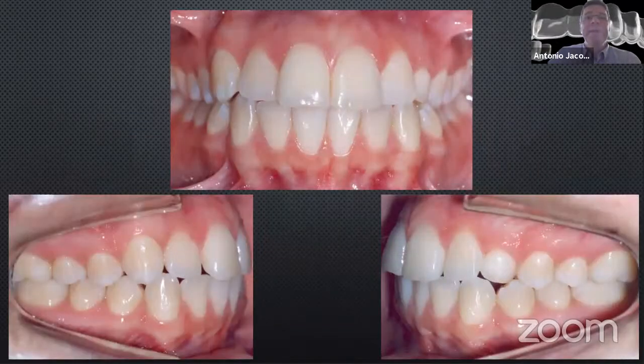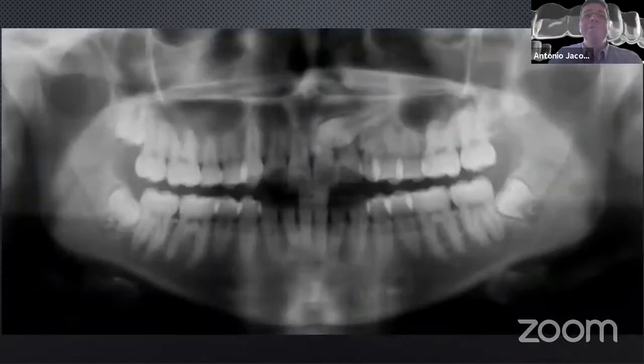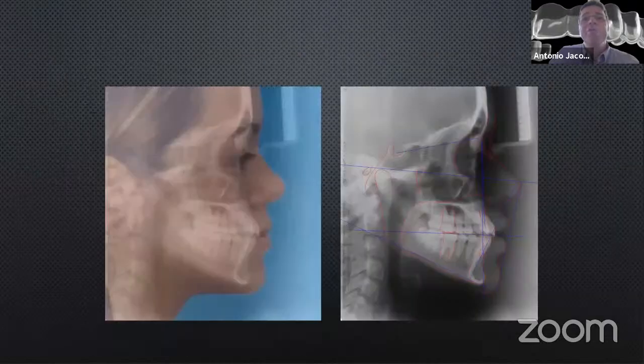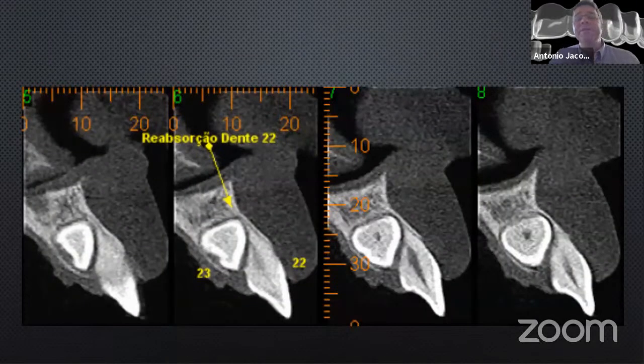Another case appeared, very similar. This patient was studying dentistry at that time, and she appeared with this impacted canine that she didn't even know she had. She was presented with a deciduous canine at this time. She was 19 years old at this time. So now we can get more and more predictable results using skeletal anchorage.